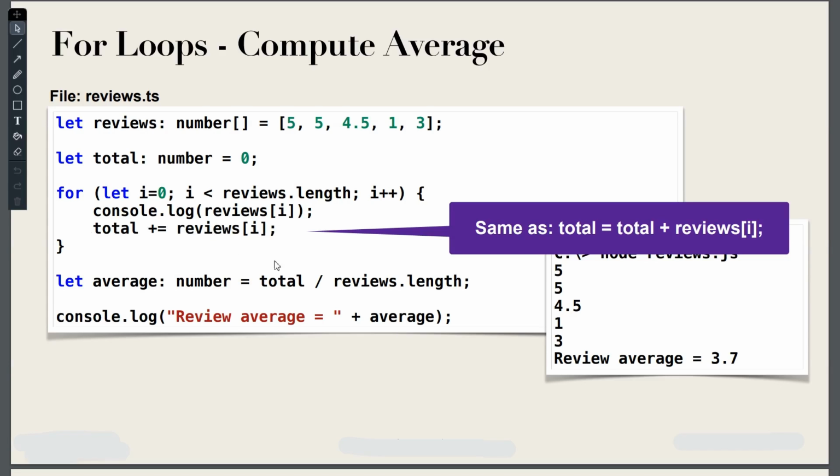Then we define the average. So we take total upon reviews dot length. This is the formula, guys, for taking the average. So we console.log the average. This is a math function, guys, that we do as a practical example.